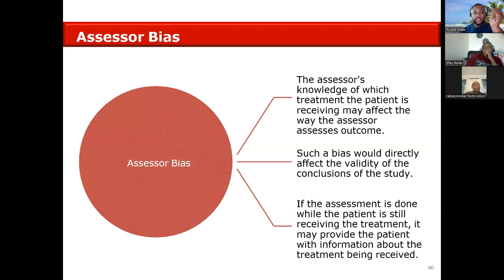Assessor bias. The assessor's knowledge of which treatment the patient is receiving may affect the assessor's outcome of the study. Such bias will directly affect the validity of the conclusion of the study.